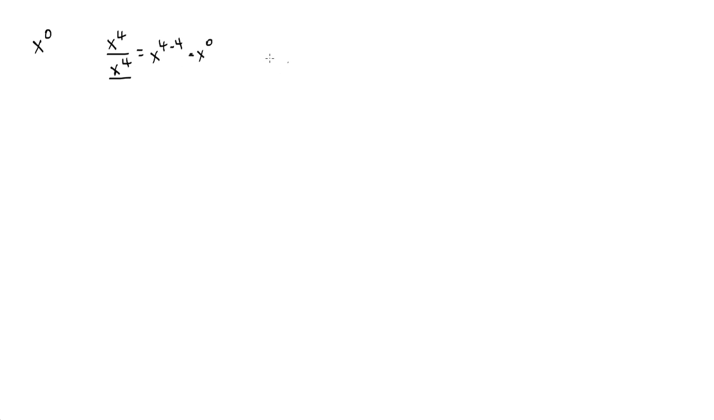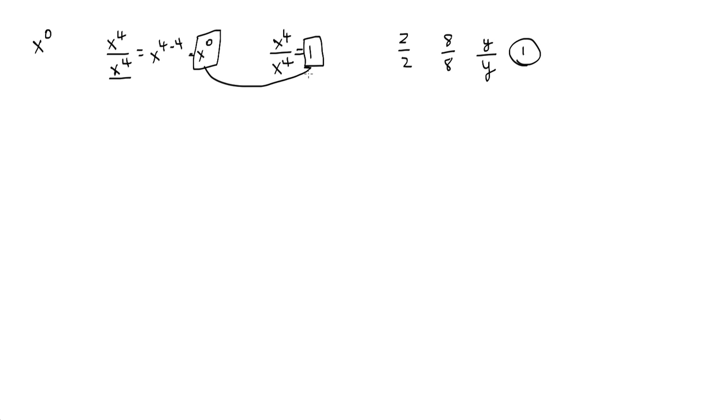So this is actually an expression that is equal to x to the 0. But you know what? What else is x to the 4 over x to the 4? What's anything over itself? You know the answer to that, don't you? What's anything over itself? 1. So x to the fourth over x to the fourth is 1. What did we just prove? We proved that x to the 0 equals 1. X to the 0 power is 1.